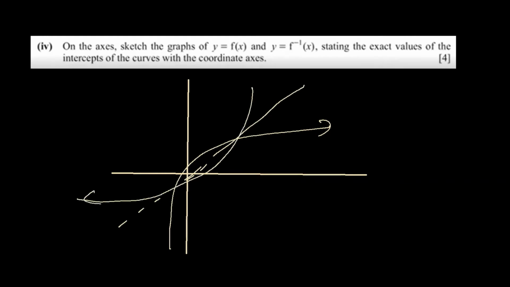Okay, the next one. On the axis, they have given axes in the main exam, which I'm drawing here now. Sketch the graph of f(x) and f inverse x, stating the exact values of the intercepts of the curves with the coordinate axes. So we know, since we discussed earlier, the graph will be something like this, and because the inverse is always a reflection of this, the inverse will be something like this. But since we have to have exact values, we have to find those x and y intercepts.